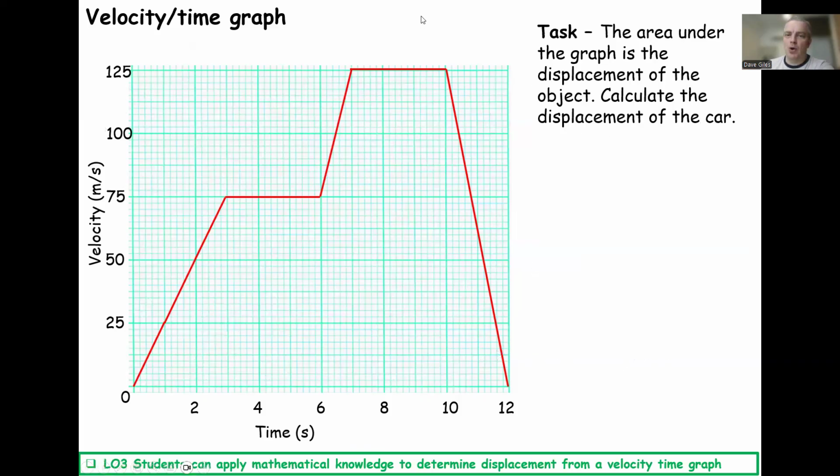Now, a little bit of a challenge. Pause this. I want you to see if you can work out the total displacement of this car. I'll let you pause it and I'll go through the answer in a minute.